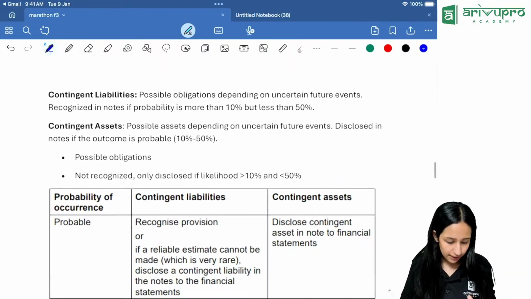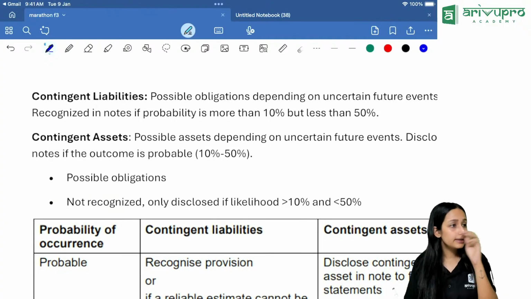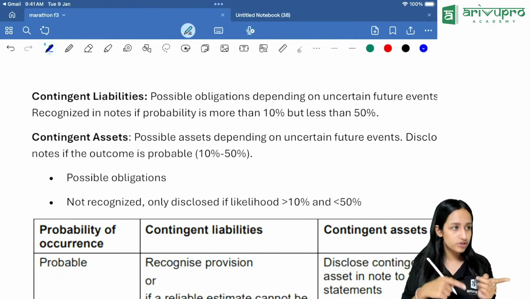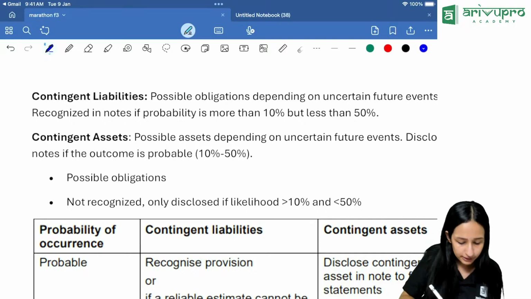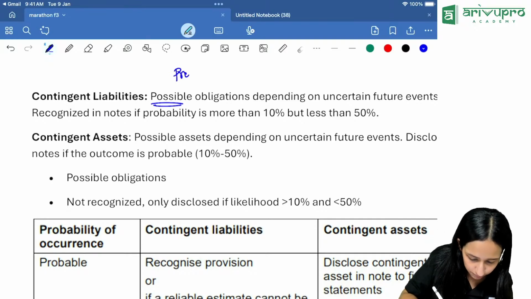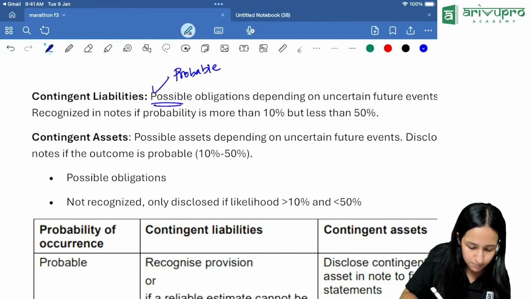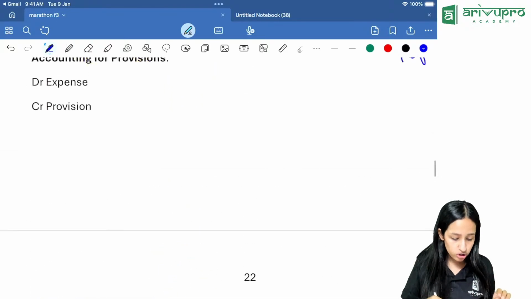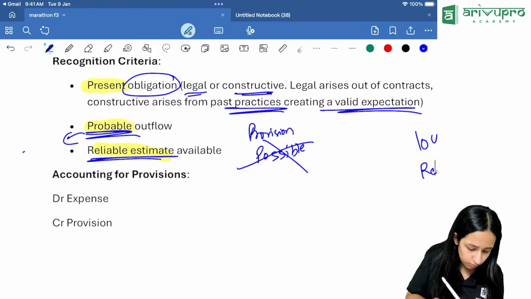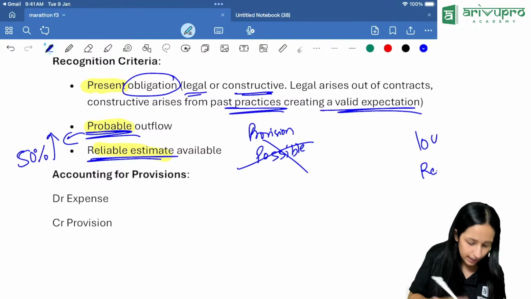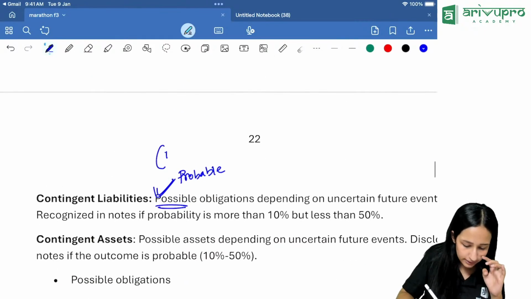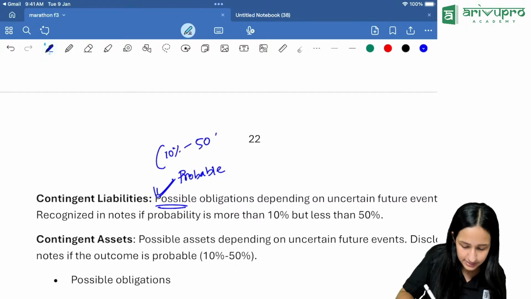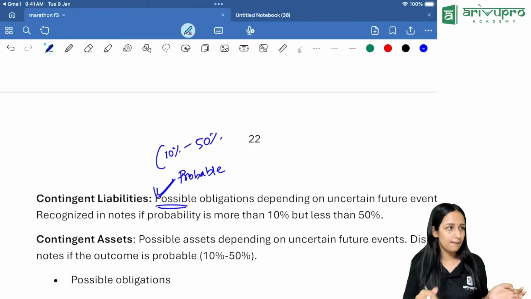Right. So now we have something called contingent liabilities. Contingent liabilities are like provisions, but in contingent liability, it is not probable. It is possible. Got it? That's the main difference. But also, probable means what? More than 50% chance of it happening. Possible is when there is more than 10% but less than 50% chance of that happening. Okay.